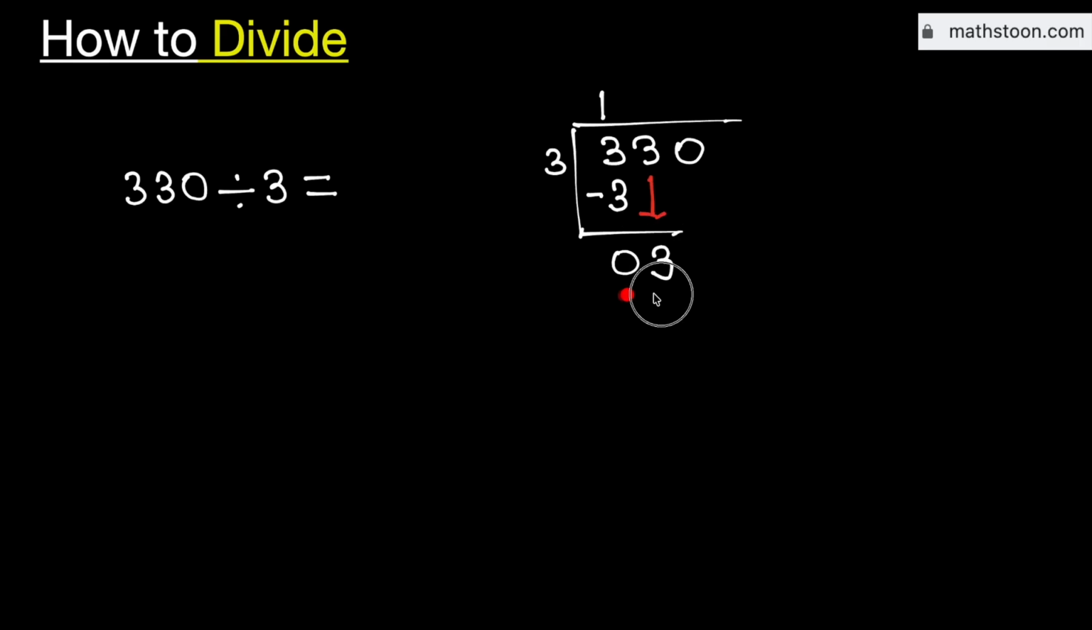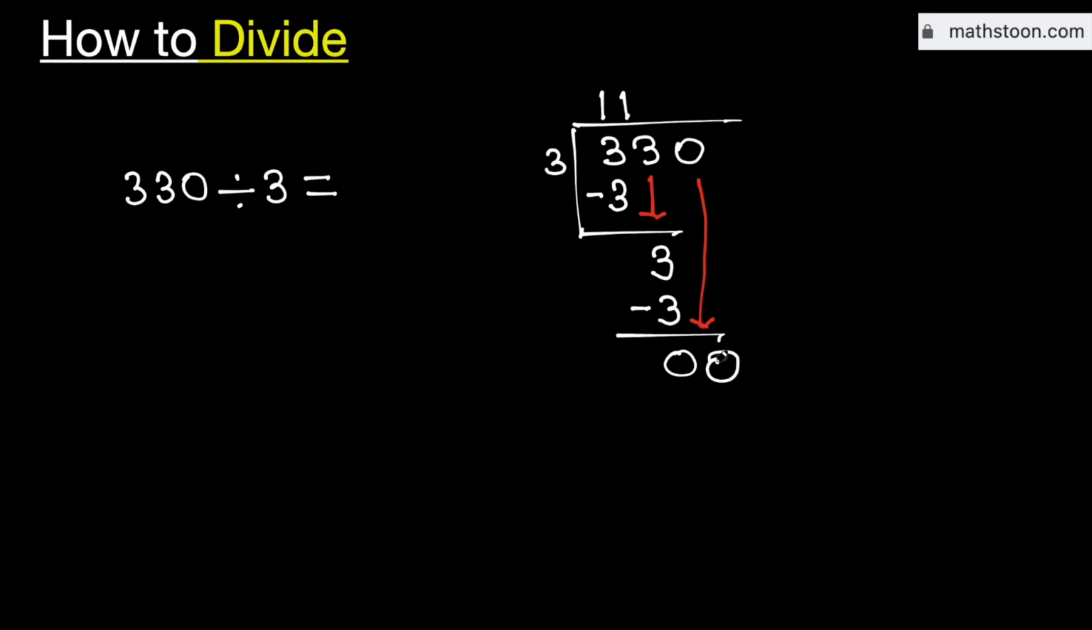Look, this is the number 3. So we will remove this 0. And we know that 3 times 1 is 3. Subtract, we get 0. Since this 0 is less than 3, we will bring down this adjacent 0 here.